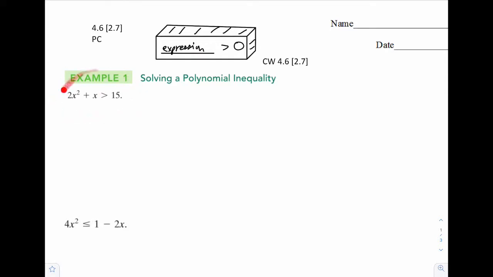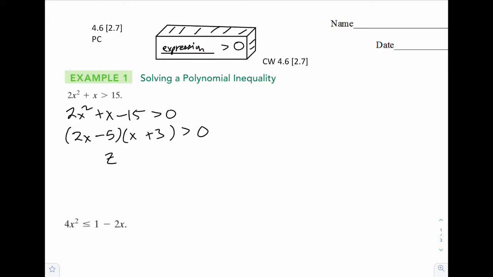So look here. We clearly don't have the 0, so we're going to manipulate it. 2x squared plus x minus 15 is greater than 0. Once you're here, you're going to factor. So 2x minus 5, x plus 3. And then we have our zeros. Our zeros are going to be 5 over 2, negative 3. Notice how I'm not writing x here, I'm writing z. And again, the z is going to stand for zeros, because that's what I care about.